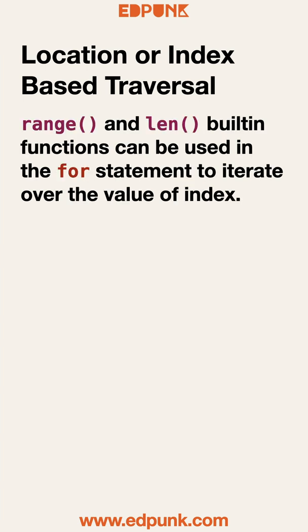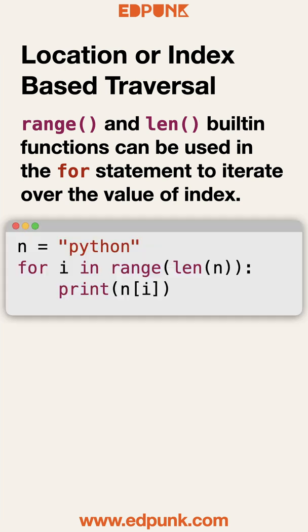In case of for statement, we iterate over the range object, which provides a sequence of integers starting from 0 to the length of the string minus 1. The sequence can be used for index-based traversal. Let us take a look at the program.